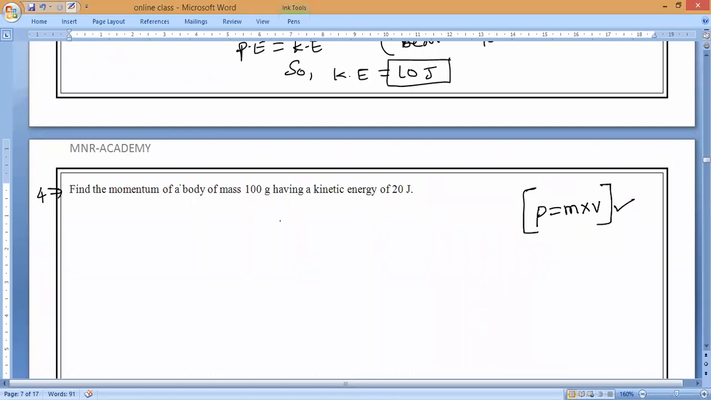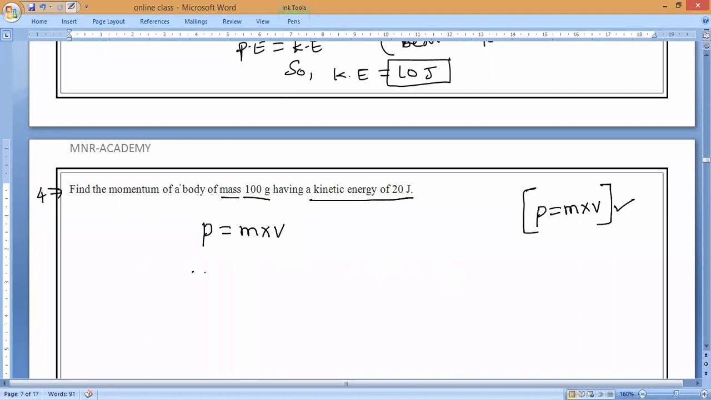Now they're asking: find the momentum of a body of mass 100 gram and kinetic energy 20 joules. Now we want to calculate momentum, P is equal to mass into velocity. Mass they have given. How to find velocity? By using the kinetic energy formula. Very good.